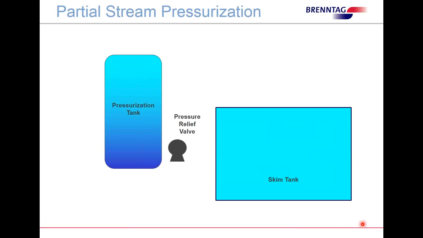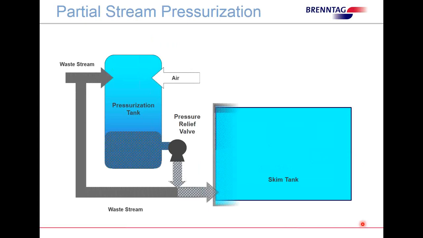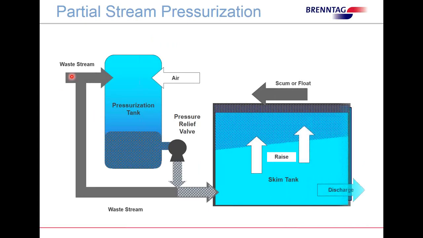Another unit is called a partial stream pressurization, very similar to the recycle, but instead of recycling clean water, here we are taking a partial part of the stream through the pressurization tank, through the pressure release valve, and then into the skim tank. But here you have the same basic problems with this tank becoming fouled with contaminants and causing some basic operational problems.